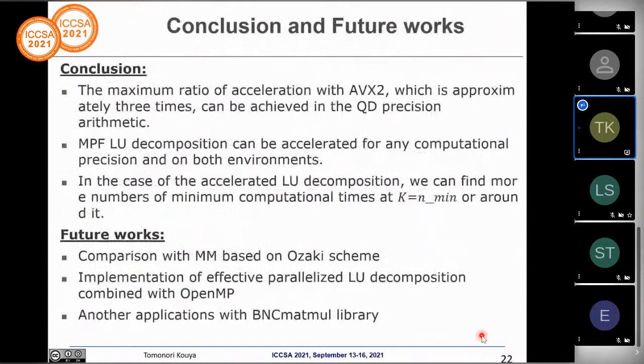So we conclude our talk by introducing AVX2 techniques into our library. We get better performance than the previous non-simulated version. So as future work, we want to compare with the Ozaki scheme, so I try to implement the Ozaki scheme in our matrix multiplication library. Our talk is ended. Thank you for your attention.